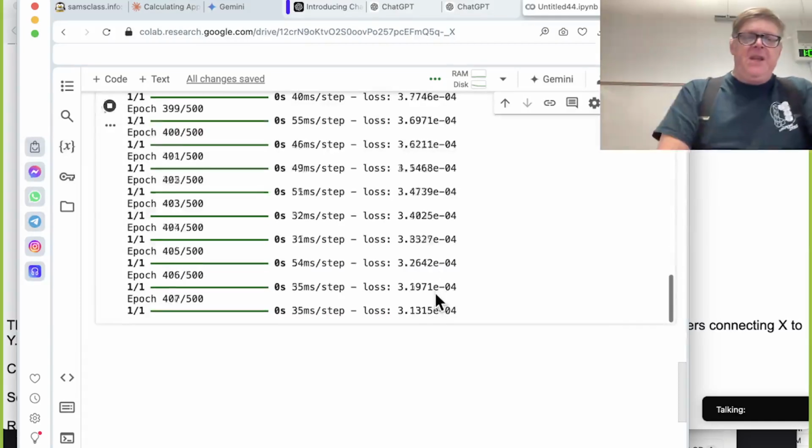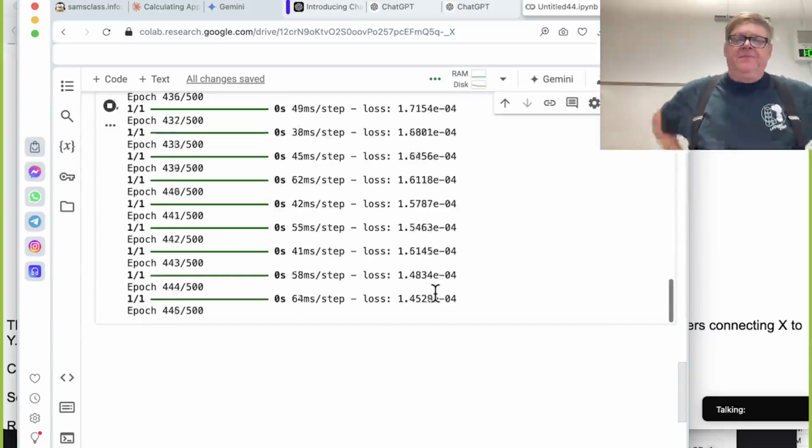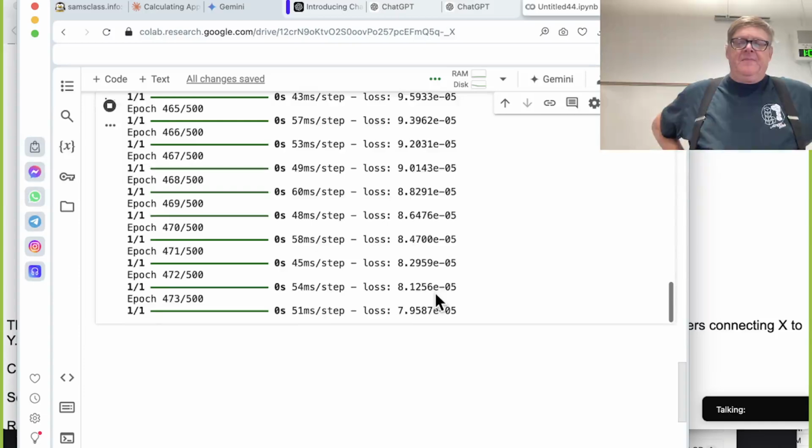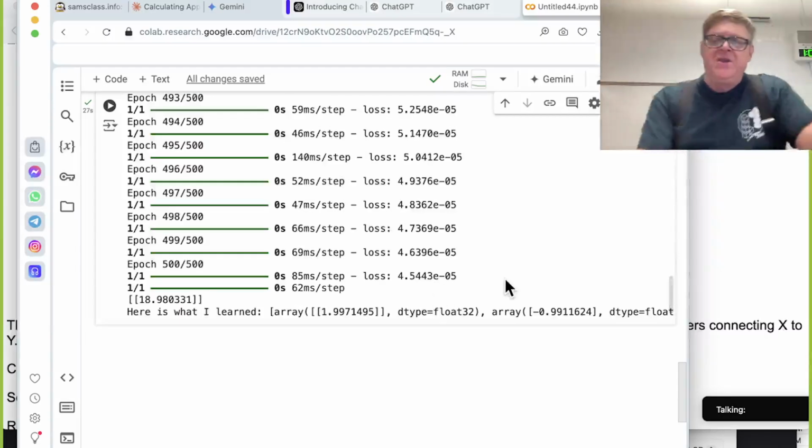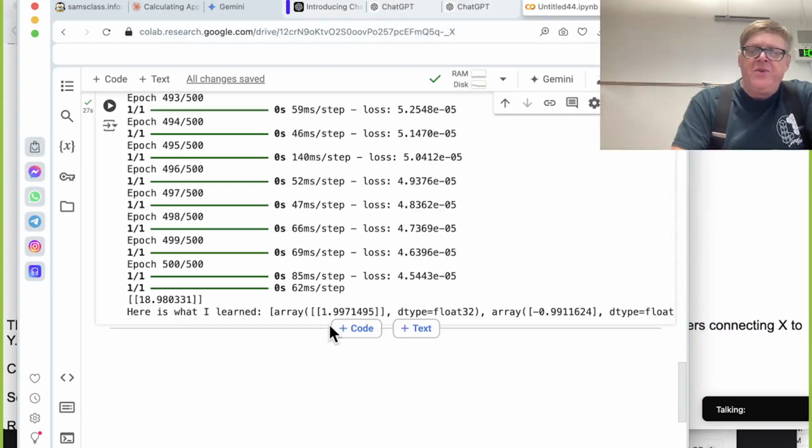And now it's down to 10 to the minus 4. And 10 to the minus 5, which is as low as it's going to go. Okay, so here's what it learned. Slope is 1.99, intercept is minus 0.99, when the right answer is 2 and minus 1. So it's very good. It gets very close to the right answer.